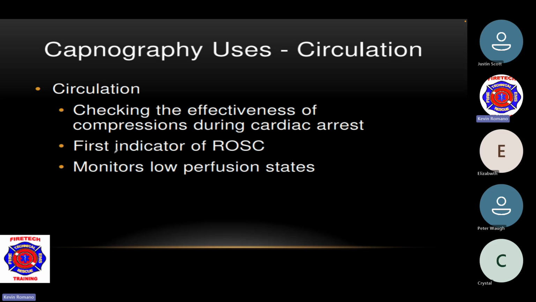And for circulation, it checks the effectiveness of compressions during cardiac arrest. It's also the first indicator of ROSC. This is an important one here. And then it monitors low perfusion states. So what we're looking for in the first indicator of ROSC is a spike in end tidal, usually around 50 or 60, and you'll have that spike before you even get a pulse back. So if you start seeing that spike and that change, start expecting ROSC. By the time you stop your CPR and start getting into your pulse checks, you're probably going to have a pulse at that point in time, right?